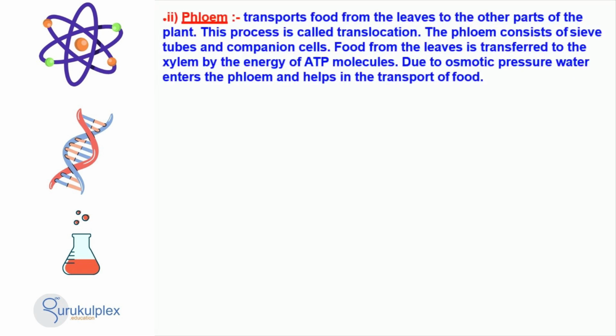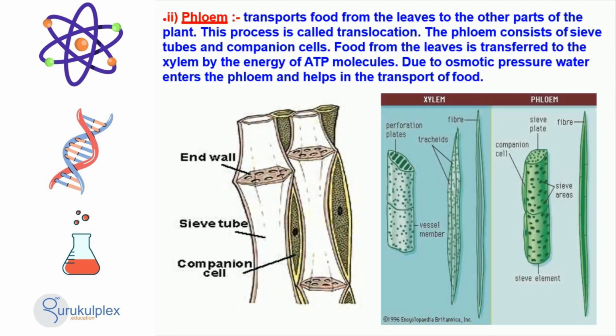Phloem is an essential element for a plant's internal systems to sustain life. It works in a manner comparable to a highway system, carrying nourishment from the leaves to the other parts of the plant. The phrase used to describe this process is translocation. The phloem comprises sieve tubes and companion cells, with food from the leaves being moved to the xylem by the power of ATP molecules. Osmotic pressure assists in the transport of food by inducing water to enter the phloem. Therefore, the phloem is essential for a plant to receive the necessary nutrition to survive.